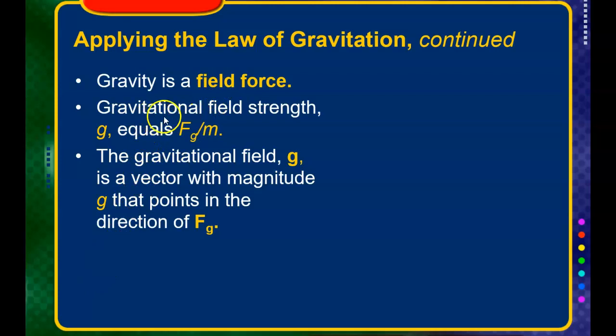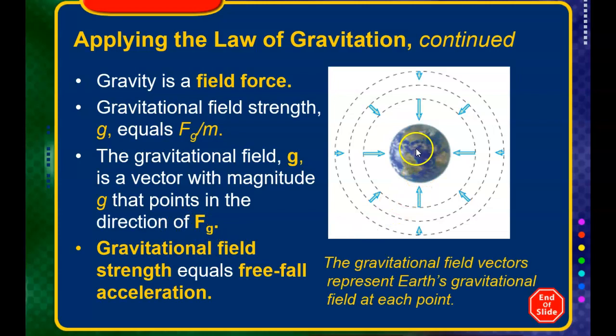Gravitational field strength, or acceleration due to gravity, is the force of gravity divided by mass, from Newton's second law. The gravitational field, our acceleration due to gravity, is a vector with magnitude g that points in the direction of the force of gravity, towards the center of the Earth. So if you know the force of gravity between the objects, you can figure out how fast it accelerates. So you can actually find little g from big G.